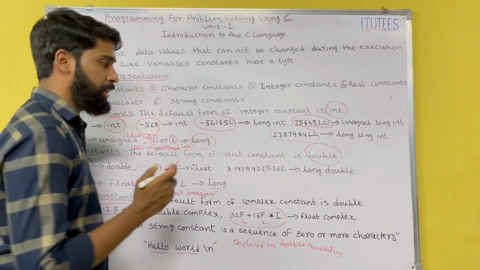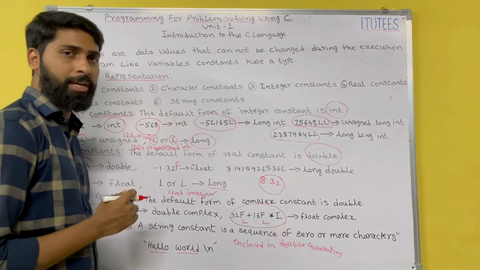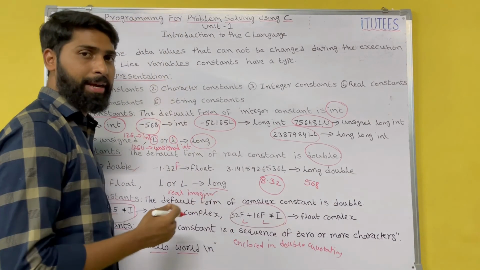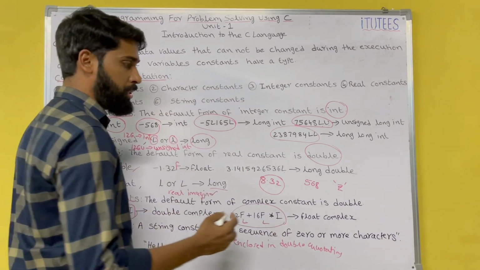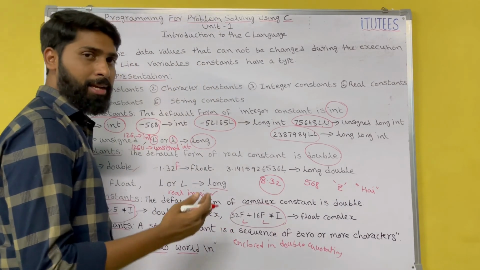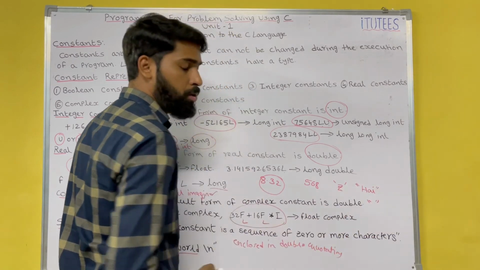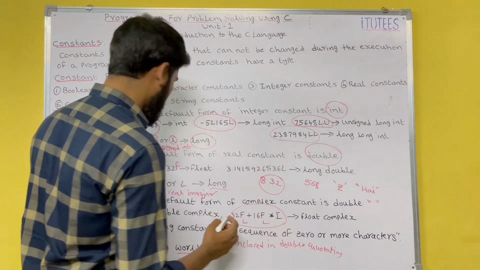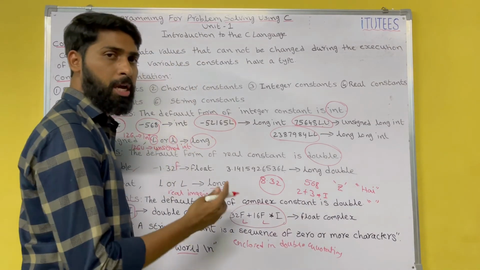Now you can identify these. 8.32: what is the data type? Double. 568 is an integer constant. Single quotation Z is a character constant. "Hi" is a string constant. If I give double quotation open close, then which type of constant is it? It is also a string constant. If I give 2 plus 3 into I, it is a complex constant.